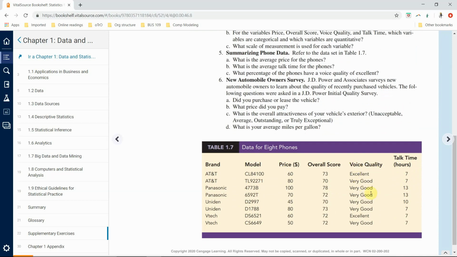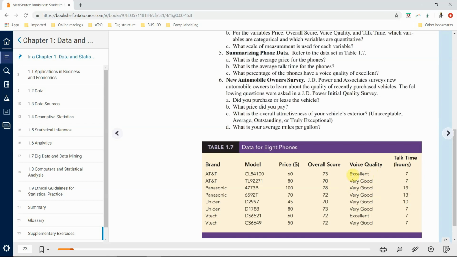Voice quality. These are categories: excellent, very good. So this is categorical data. It could be nominal, but you might also think of it in terms of ordinal, because ordinal gives some type of ranking, and that's what this data does. It goes from very good to excellent, and I think poor was down there. So this is giving more than just categories. It's also giving some type of ranking. So this would be ordinal.